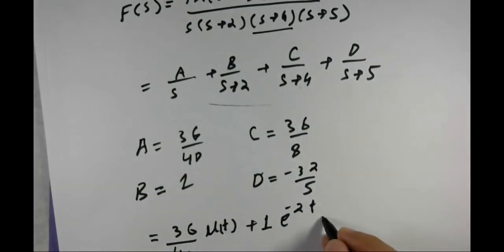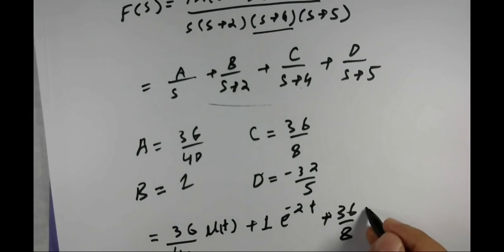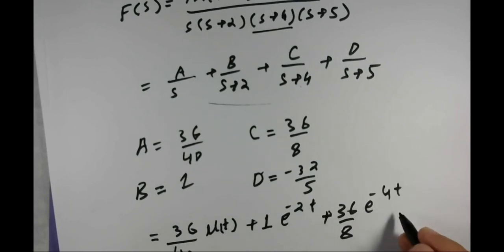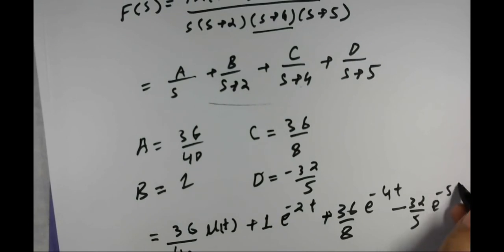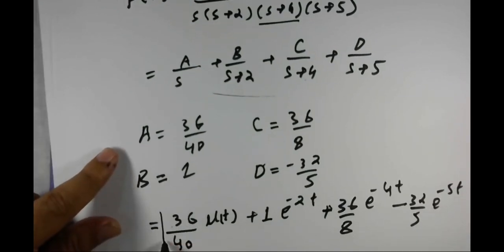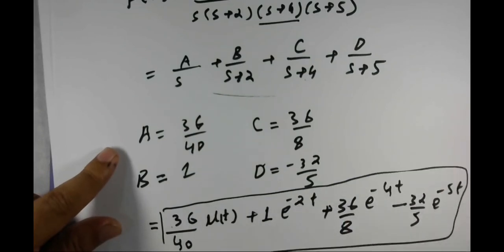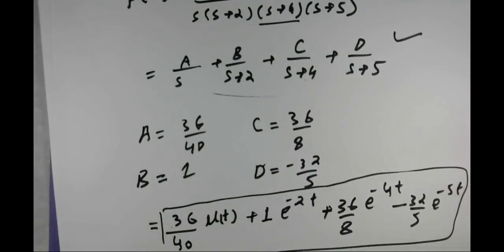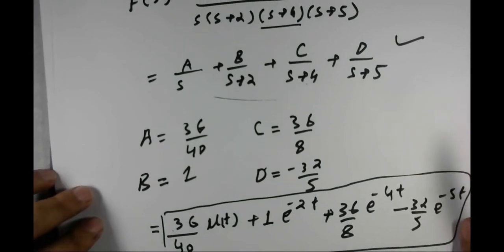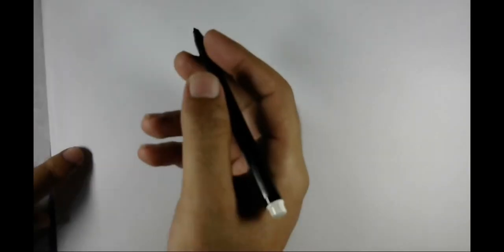The same goes for the others. This will be plus 36 by 8 e raised to the power minus 4t, and minus 32 by 5 e raised to the power minus 5t. See, it's really simple once you do the partial fraction. So write down a few examples of how you will find the partial fraction of such equations. For simple poles I already showed you.